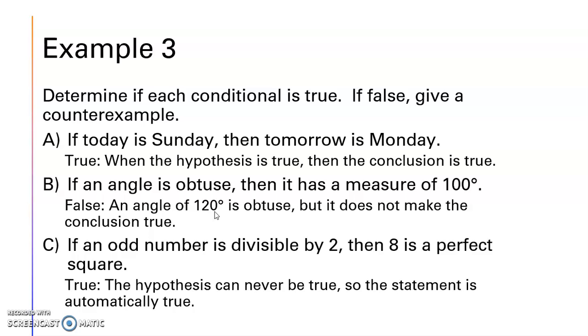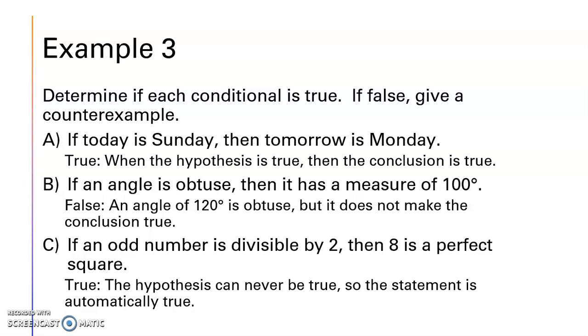And finally, in part C, odd numbers are not able to be divided by 2 evenly. So the hypothesis is false. So this statement is automatically true. I know it's weird to say that, because if the hypothesis is false, why wouldn't it be false? But we can't say what would happen in a world where odd numbers are divisible by 2. We can't say what would happen then, so we would automatically just assume that it's true until we're given more information. I know it's weird, but that's how it works.